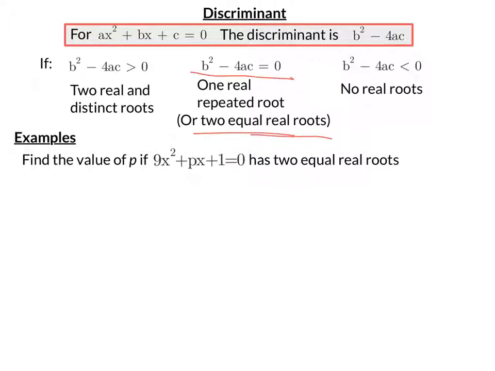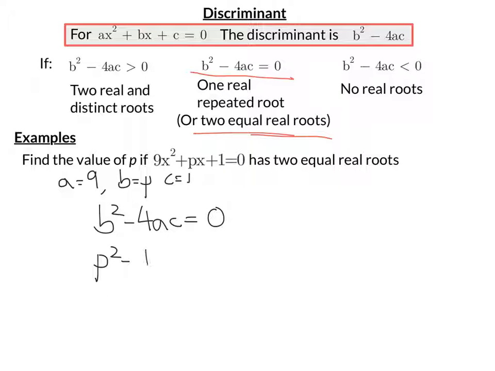That's great. So first, as always, let's write out what the values of a, b and c are. So we've got a is 9, b is p, and c is 1. Now we know b squared minus 4ac is equal to 0. Now I'm going to substitute in the values I know. So b is p, so that's p squared minus 4 times a, well that's 9, times c, which is 1.